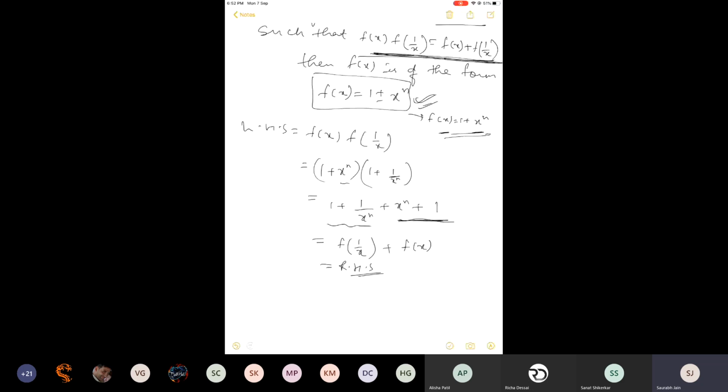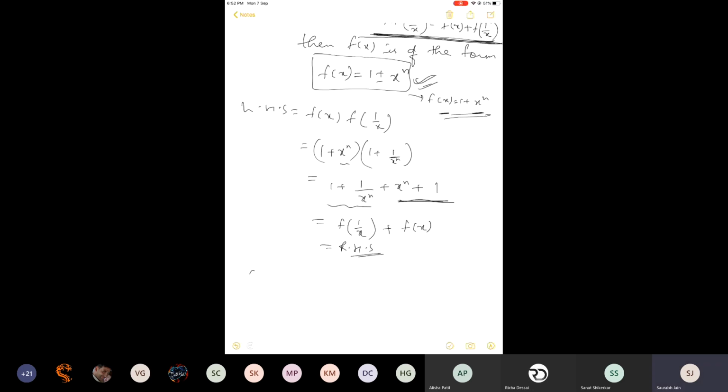Let us take a question straight away. If f(x) is a polynomial such that f(x) into f(1/x) plus f(x) plus f(1/x)... f(4) is? Try this question, it is very simple. I told you everything which is required to know this. Take 2 minutes or so and tell me what is the answer.